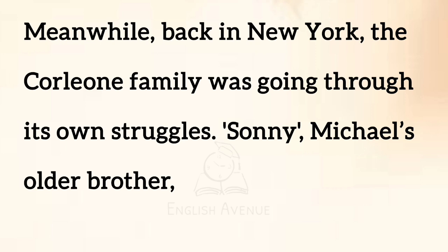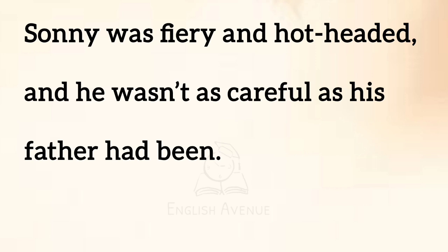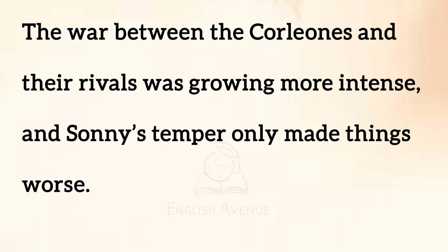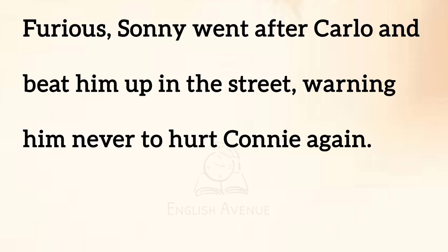Meanwhile, back in New York, the Corleone family was going through its own struggles. Sonny, Michael's older brother, had taken over as the acting don after their father, Vito, was shot. Sonny was fiery and hot-headed, and he wasn't as careful as his father had been. The war between the Corleones and their rivals was growing more intense, and Sonny's temper only made things worse. Sonny's anger reached its peak when he found out that his sister, Connie, was being abused by her husband, Carlo Rizzi. Furious, Sonny went after Carlo and beat him up in the street, warning him never to hurt Connie again.